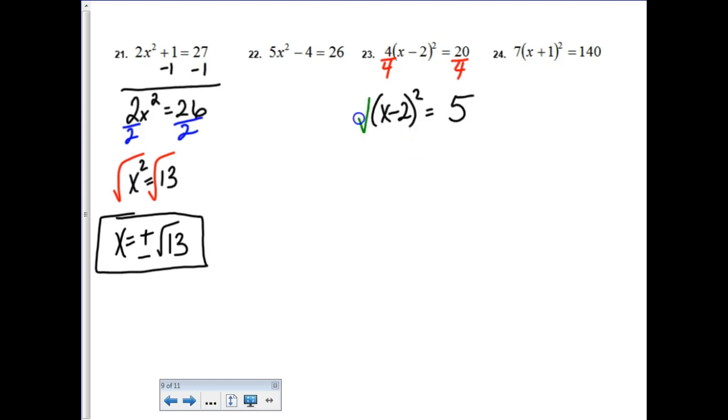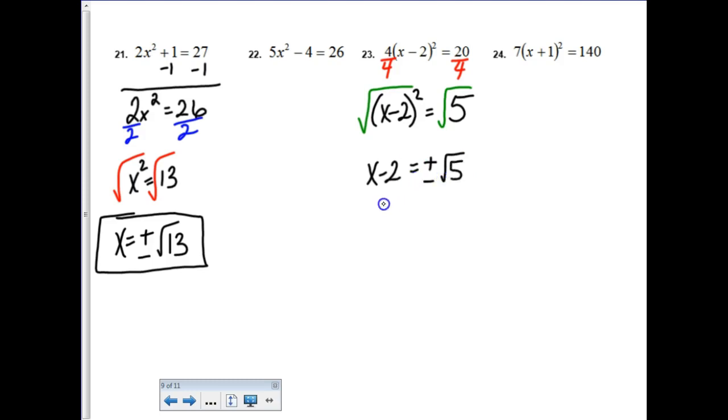Now it would be a great time to square root both sides of your equation. So square root and square will cancel each other, but you still have x minus 2. And then because this is the moment that you square rooted, your solutions now become both positive and negative square roots of 5.